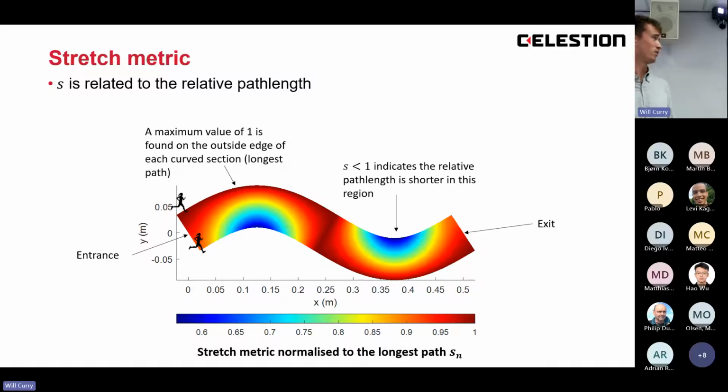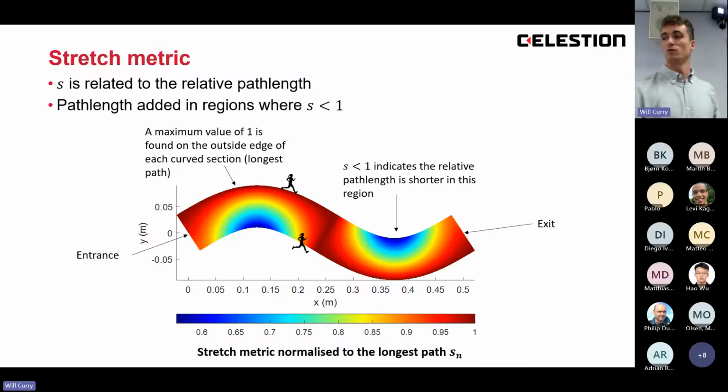So one way you could think of this is like it's a running track, then the person on the inside edge of the bend is going to end up further in front. And this is useful because path length can then be added to the geometry in regions where the stretch is less than 1. Perhaps something like that with some corrugations.